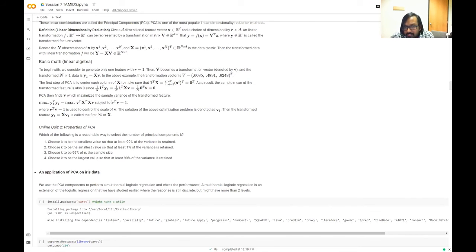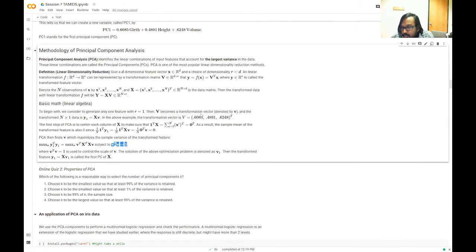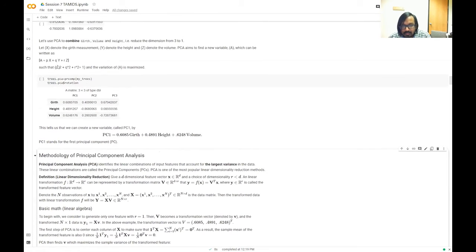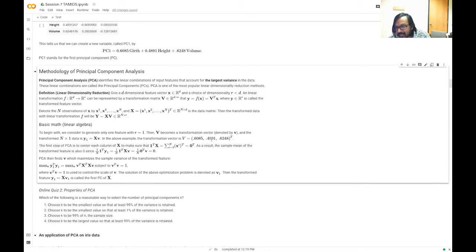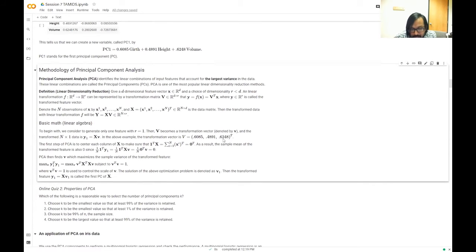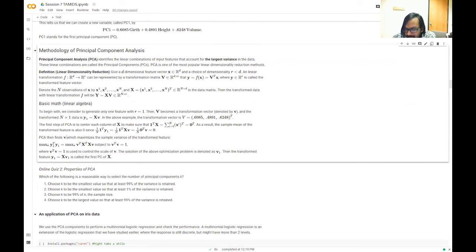All right, so if we look at V transpose V, where V is this coefficient vector, then V transpose V is nothing but the sum of the squares of the elements. So it's going to be 0.6085 squared plus 0.4891 squared plus 0.6248 squared, something like that. And we are going to try to find V that maximizes the sample variance of the transformed feature. That means the sample variance of Y, subject to the constraint that we talked about here. That means in linear algebra terms, V transpose V equals 1.